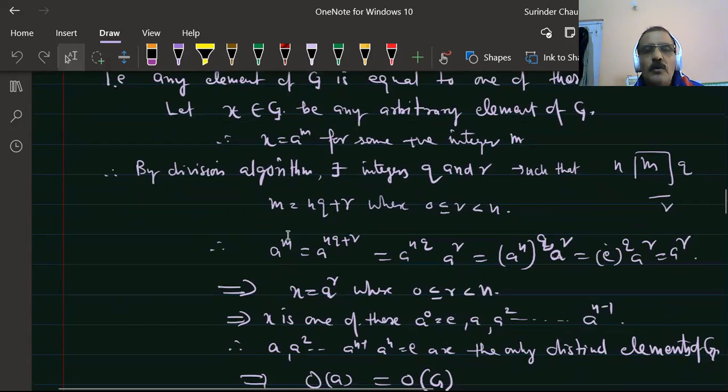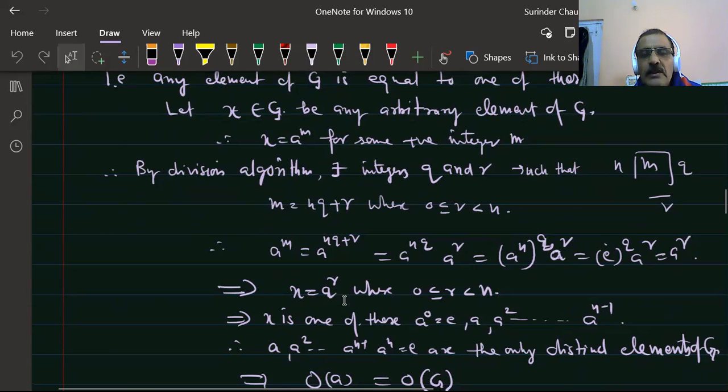Now substitute the value: x is equal to A to the m, which is equal to A to the nq plus r, which is A to the n to the q times A to the r. A to the n is equal to E because the order of A is equal to n, so x is equal to A to the r.